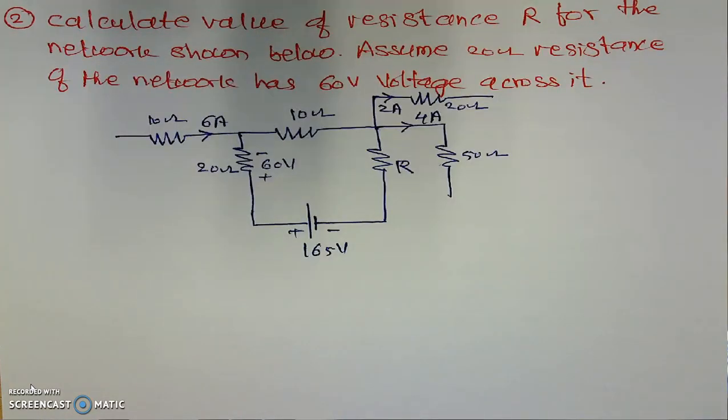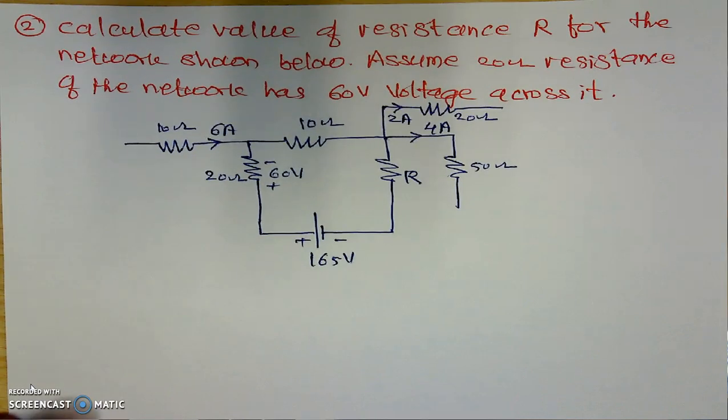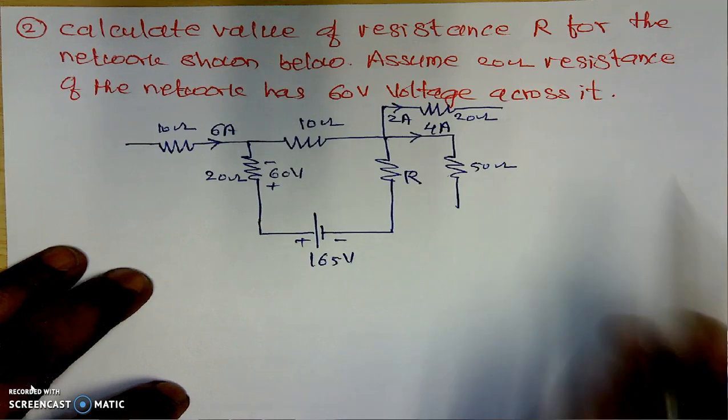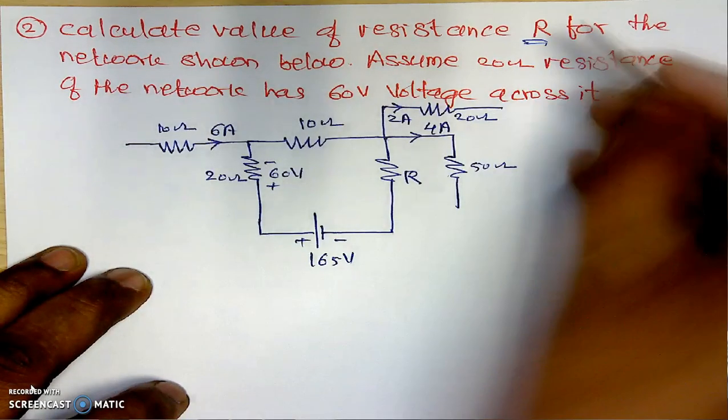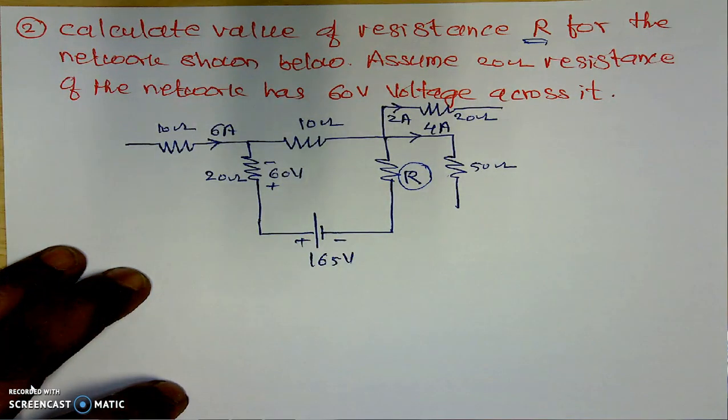I will take one simple problem based on this calculation of the current or the resistor. Here in this particular case, calculate the value of the resistance R. And here is the resistance R. We are planning to calculate its value by using the basic laws, that is KVL and KCL.